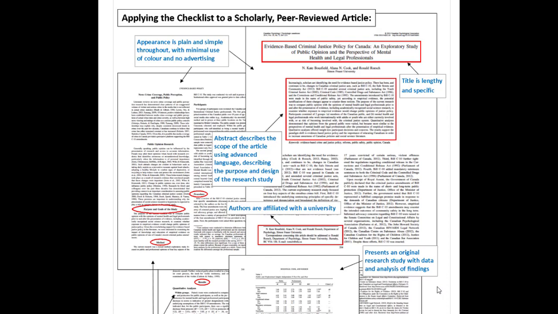Now, these are the physical features that will help you identify it, but the easiest way to identify a peer-reviewed article is to see if it's from a peer-reviewed journal. So let's talk about how to identify those.